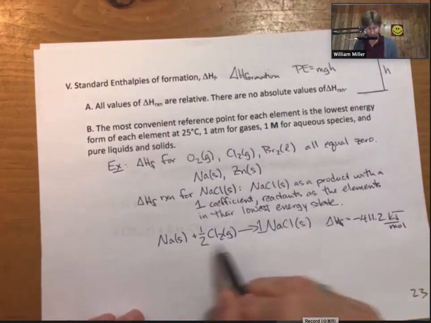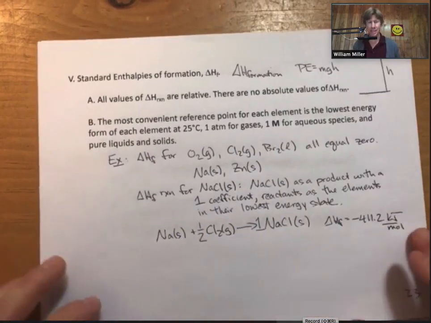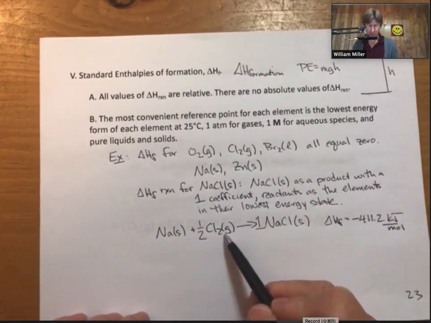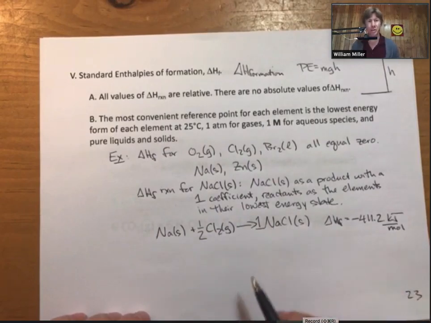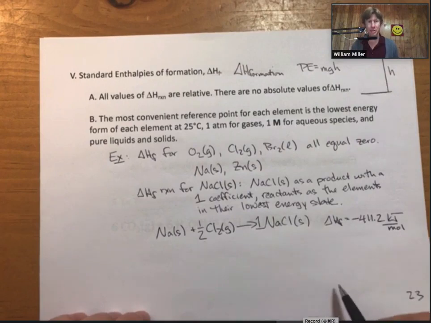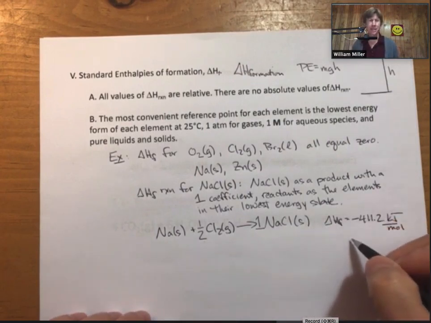What this reaction says, and this is a delta HF reaction for sodium chloride, is that if we started with sodium solid and half a mole of chlorine gas, and made sodium chloride out of them, that process, that reaction, would release 411.2 kilojoules per mole. And the power of delta HF reactions is we'll tabulate all these values and then use them to calculate delta H reaction.